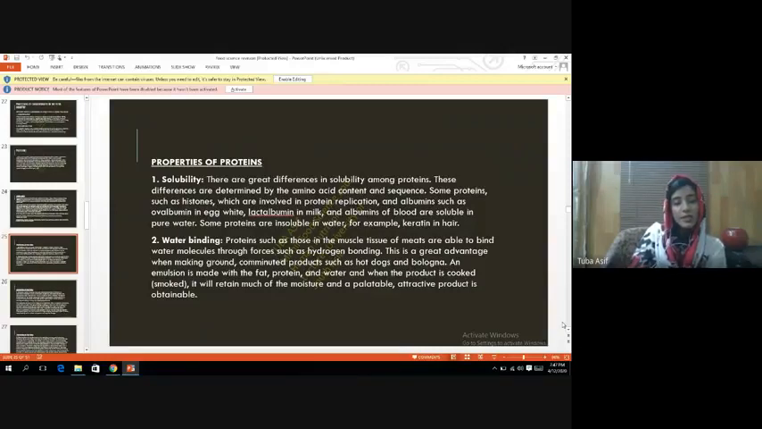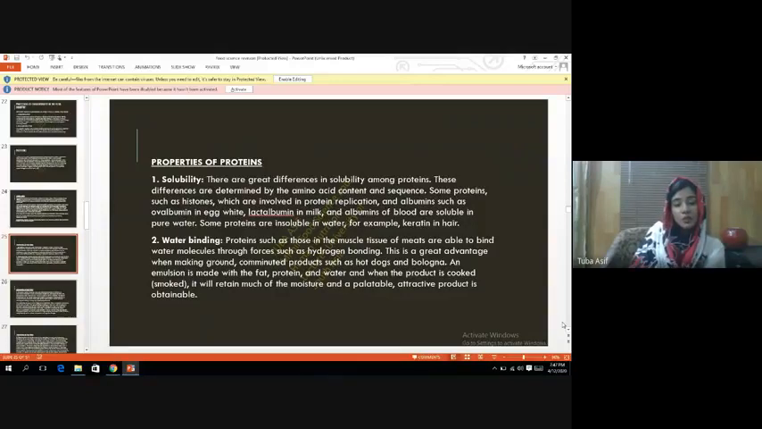Some proteins like histones, which are involved in DNA replication, and albumins, such as ovalbumin in egg white, lactalbumin in milk, and albumins of blood, are soluble in pure water. But some proteins, like those found in the nails and the hair, are insoluble in water.